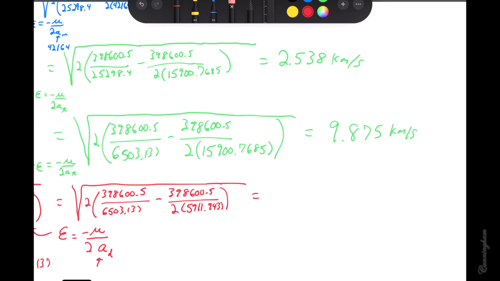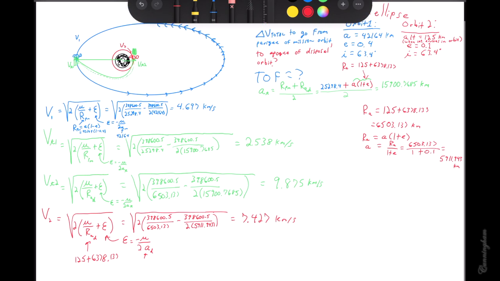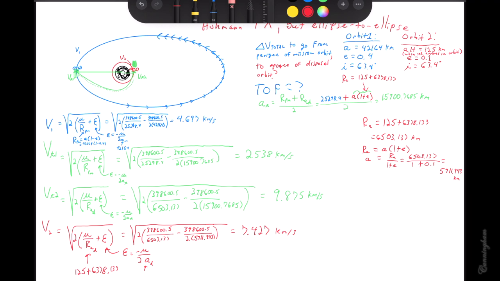All right, so after we've done that second burn and bled off some of the energy of that very fast transfer orbit, we're going 7.427 kilometers a second. Okay, so in summary, so far, what we've done is we found out how fast before the burn, how fast after the burn, how fast before the second burn, how fast after the second burn.